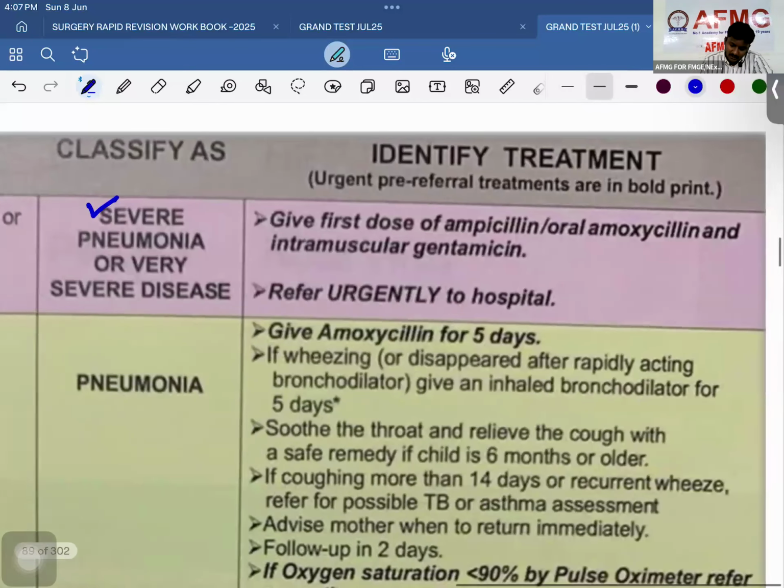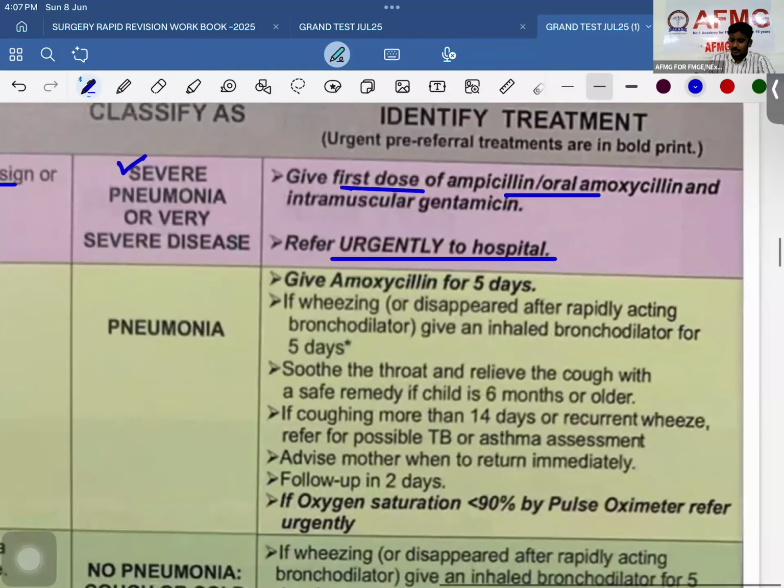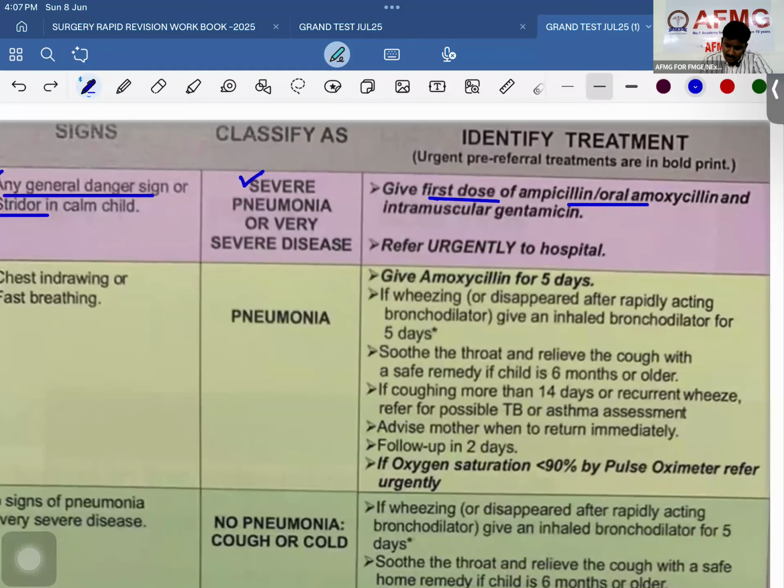Here we have to give the first dose of ampicillin to the child, beta. We have to give the first dose of ampicillin or amoxicillin to the child, bacche, and we will definitely refer the child immediately, beta, to a hospital or to a higher center. That is what is done in the pink category or severe pneumonia.